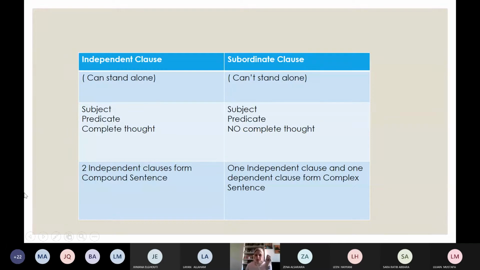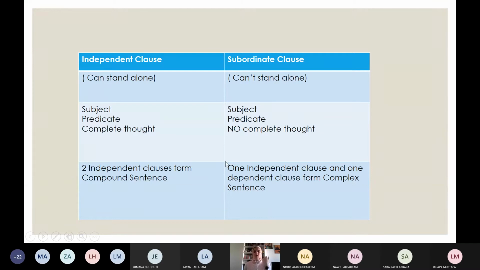Independent clause can do what, girls? Stand alone. It can stand alone. Subordinate clause can't stand alone. Independent clause has subject, predicate, and complete thought. Subordinate clause has subject, predicate, no complete thought. Two independent clauses together, they make a compound sentence.